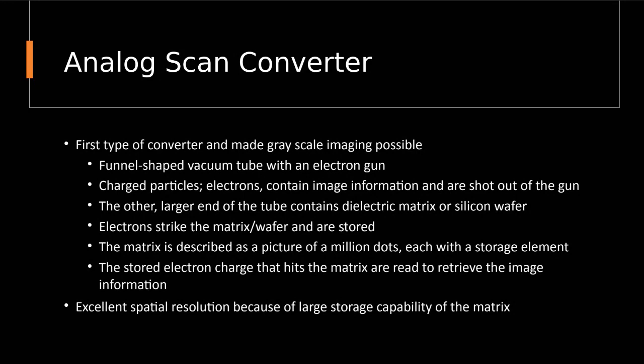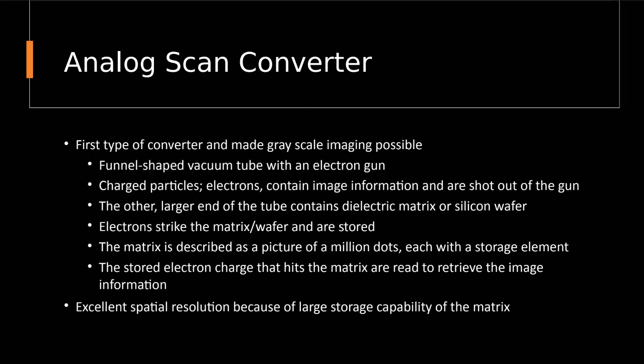So the matrix over time, as it was storing all of those electrons that were shot out of that electron gun, they were representing all of that information as millions of little dots. And each dot was representing some piece of storage information. The stored electron charge that hit the matrix are going to be read, and that is going to be what is displayed as our image information. So our system was pulling that stored information from that matrix in order for us to be able to see it on the screen.